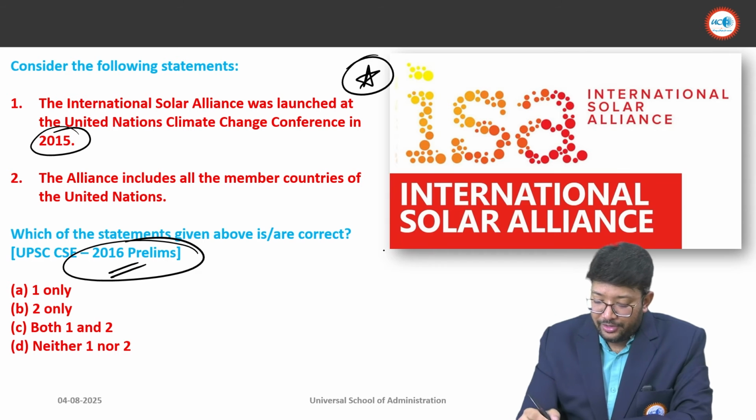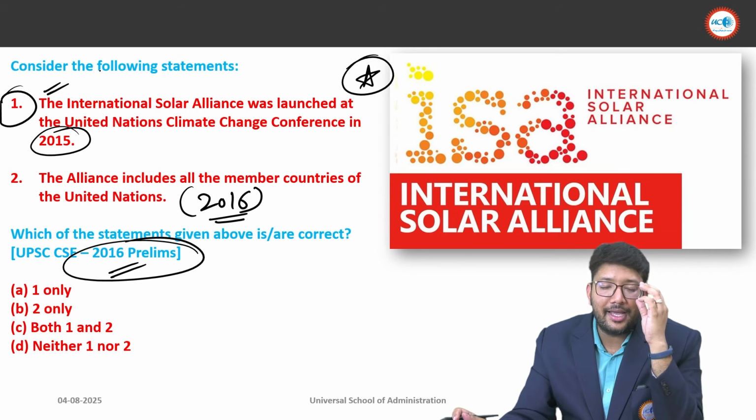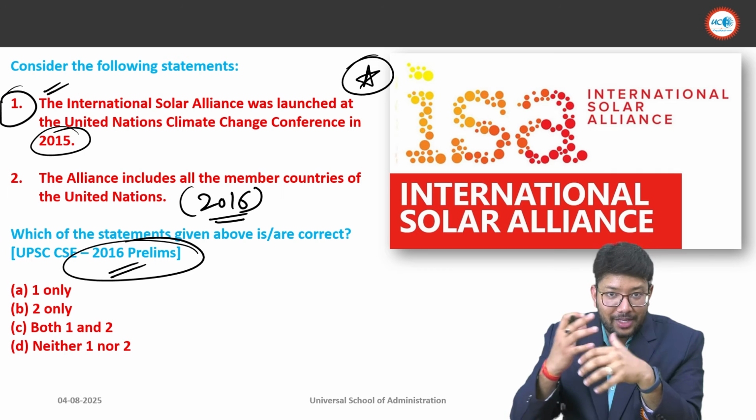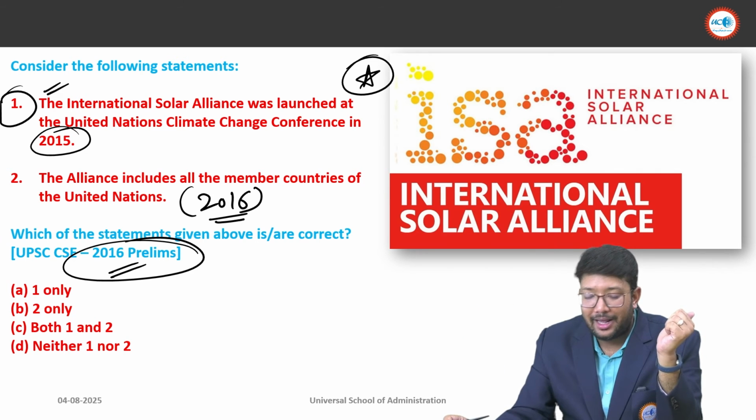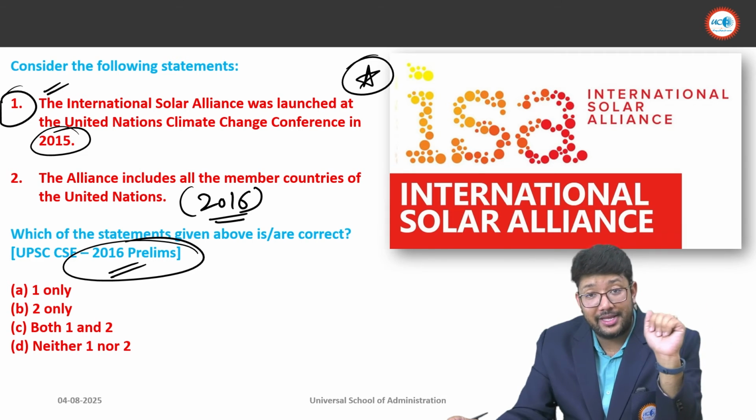Listen to me carefully. This question is from 2016, students. So the first option is correct. Definitely, it was during the Paris Agreement, and France and India combined launched this alliance. The headquarters of this alliance is in Gurugram, Haryana.